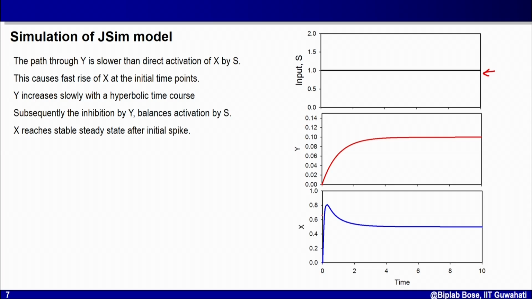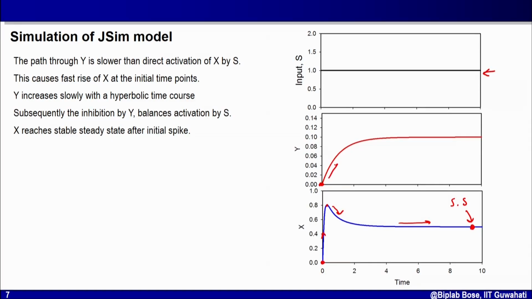So at t equal to 0, both x was at 0 and y was at 0. As I have given the signal, there is a sharp rise in x. X rises sharply with time, then reaches this peak, and then it falls. It falls and reaches a steady state value. So it reaches a steady state here. So initially there is a spike and then it reaches a steady state, whereas y increases slowly just like a hyperbola and then reaches the steady state.